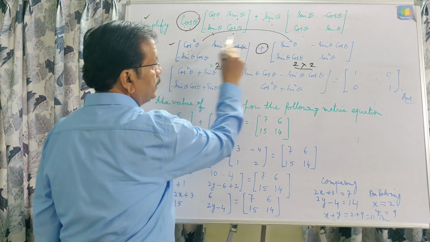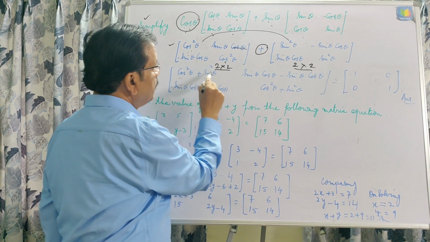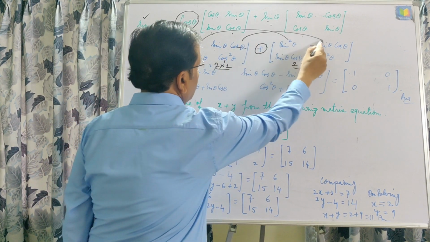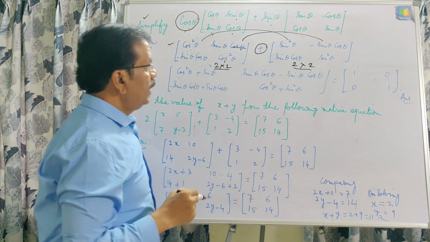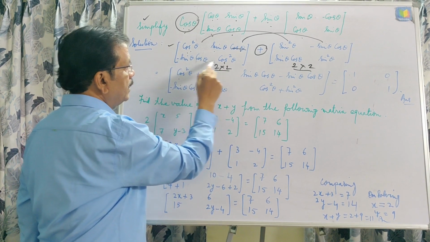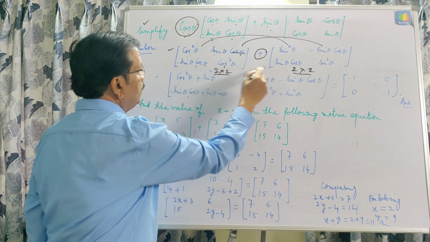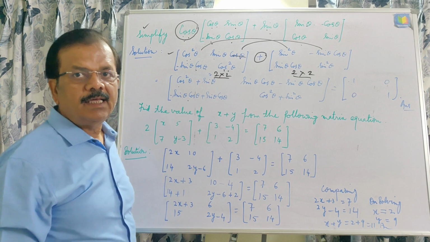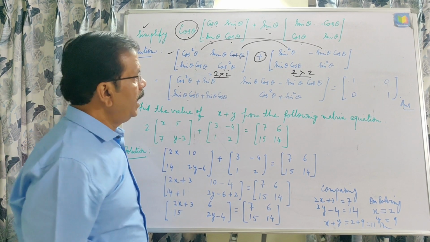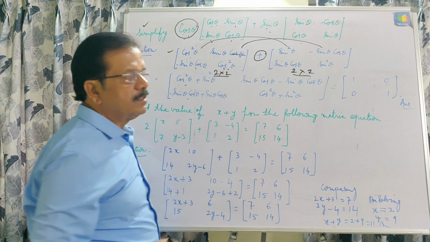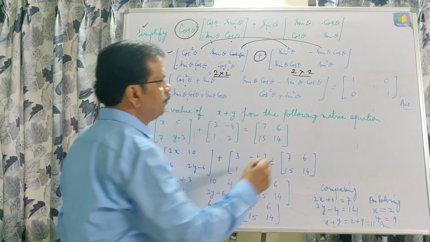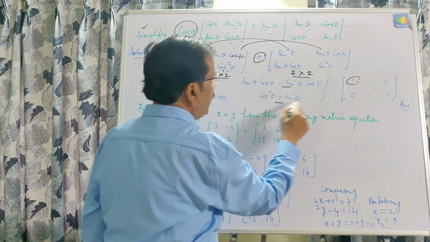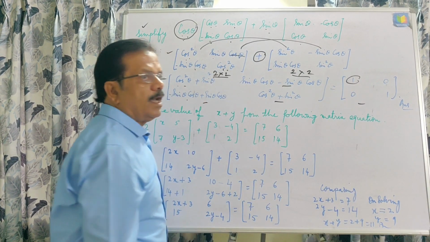This first: cos square theta plus sin square theta, sin theta cos theta minus sin theta cos theta. In the same way, second: minus sin theta cos theta plus sin theta cos theta, and cos square theta plus sin square theta. This way corresponding elements are added. Now cos square theta plus sin square theta is equal to 1, and this is cancelled, becoming 0, here again 0, and this is 1, so this is your answer.